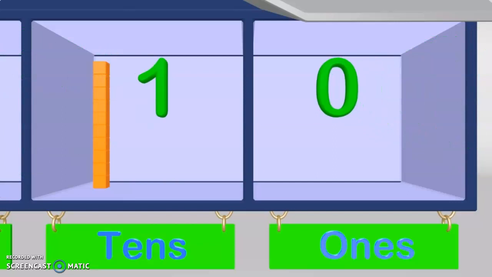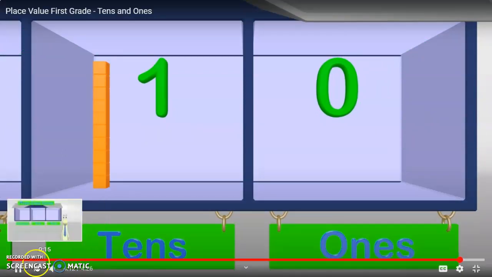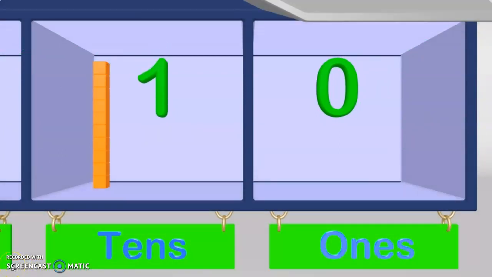You guys are amazing at this. We now know that when we have 10 ones blocks, it is grouped into a 10. The number 10 means 1 ten and 0 ones because there is nothing in the ones room. Wow, this has been amazing. Thank you so much for helping me. Come visit me again real soon.